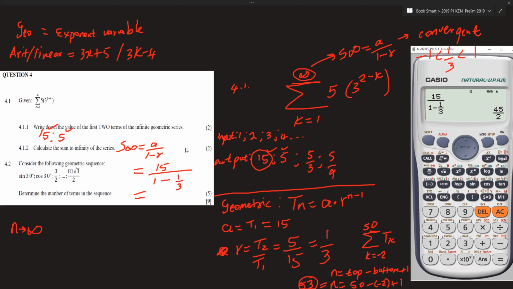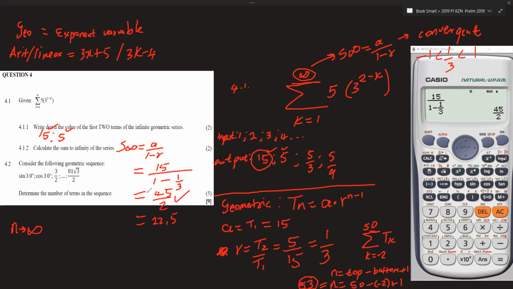45 over 2, right? I always prefer to leave my answers in fraction form for number patterns. I just like to give the exact values. But if you want to, you can always use decimals, 2 decimal places, unless stated otherwise. So this I can see is 22.5. Perfect. But on number patterns, I advise you not to round off. Always use your numbers as original as possible. Awesome. So 4.1 is done.